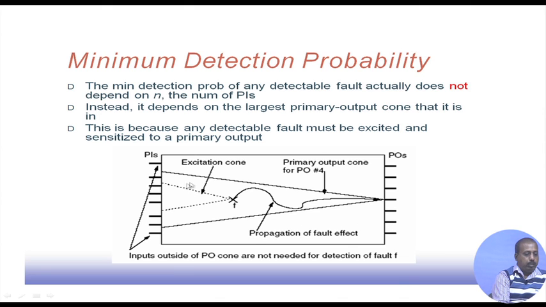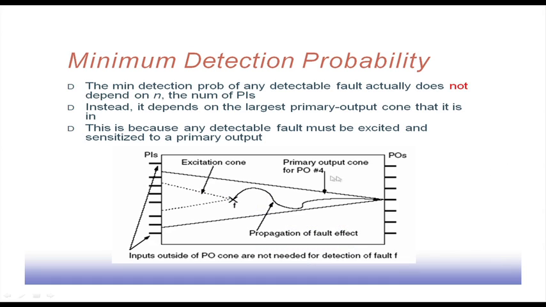Out of that, for each of these outputs we have an input cone of influence. The input cone of influence of a primary output is the set of primary inputs on which that particular output depends. By doing an analysis or traversal from the primary output towards the primary input, we can identify this type of cone for individual outputs.